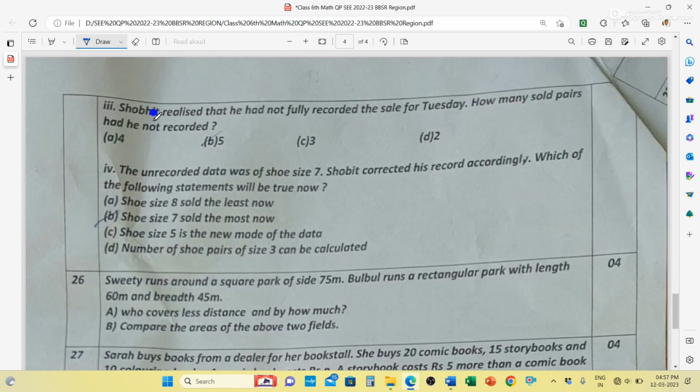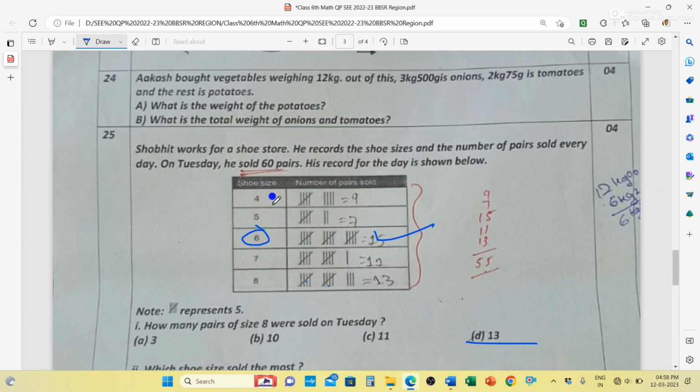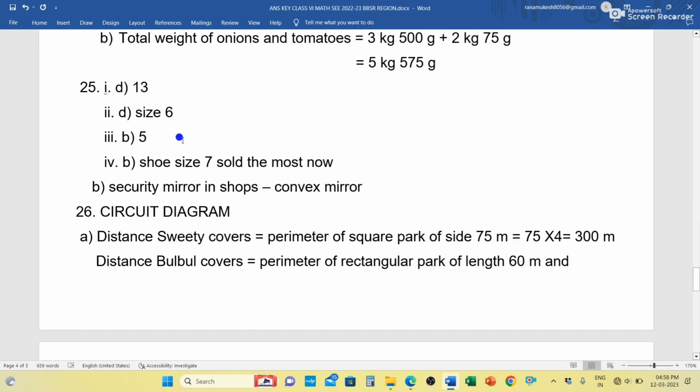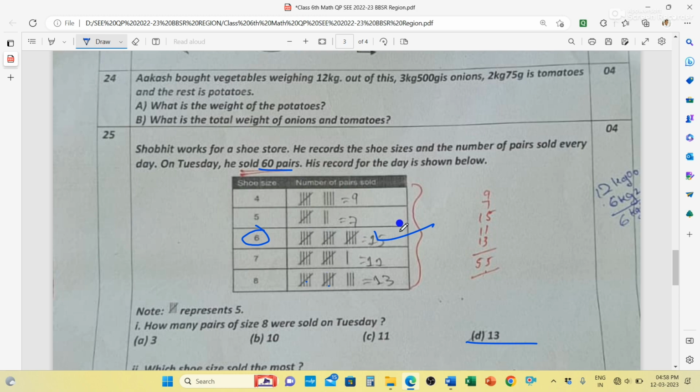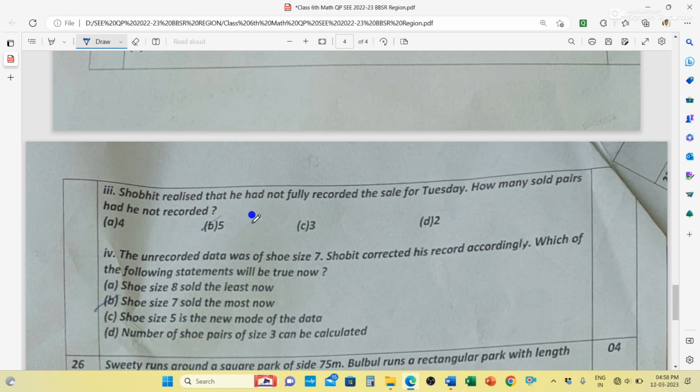Then Sobit realized that he had not fully recorded the sale for Tuesday. How many sold pairs had he not recorded? Here he sold 60 pairs, but if you add all these, you will get 55. Here 9, here 7, here 15, here 12, here 13. So if you add, you will get 55 total. So 5 shoes he had not recorded.